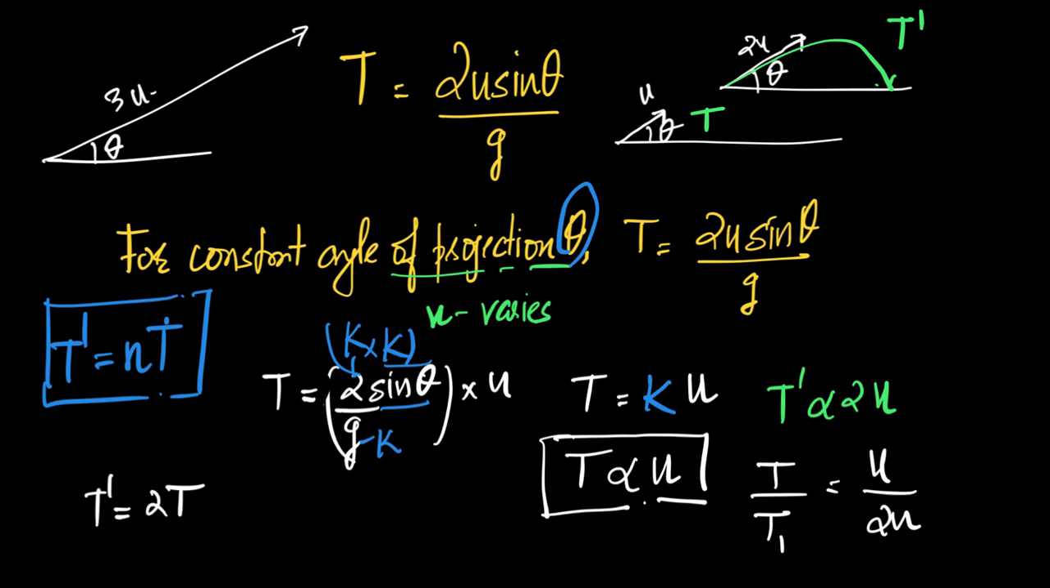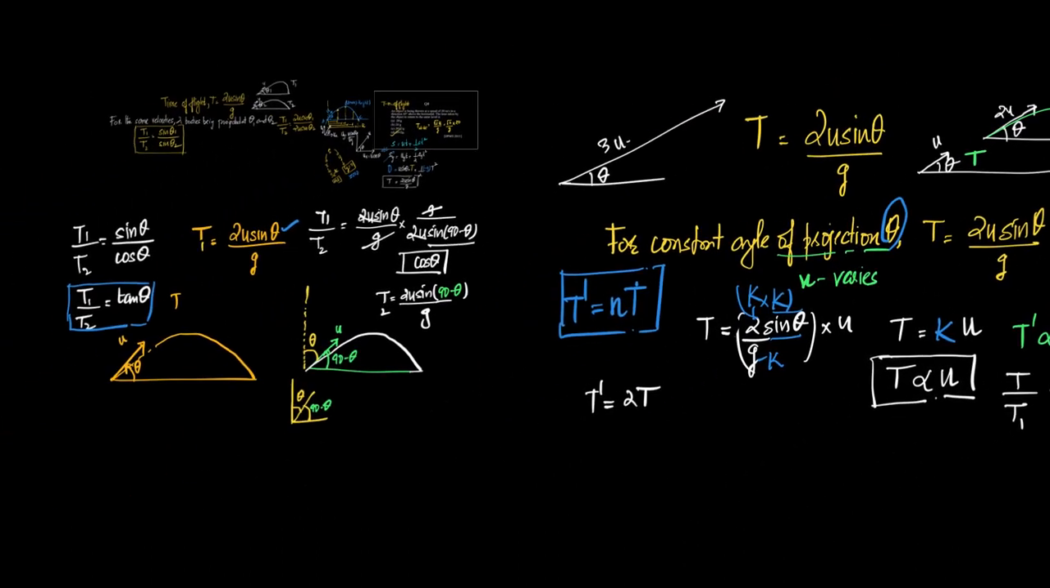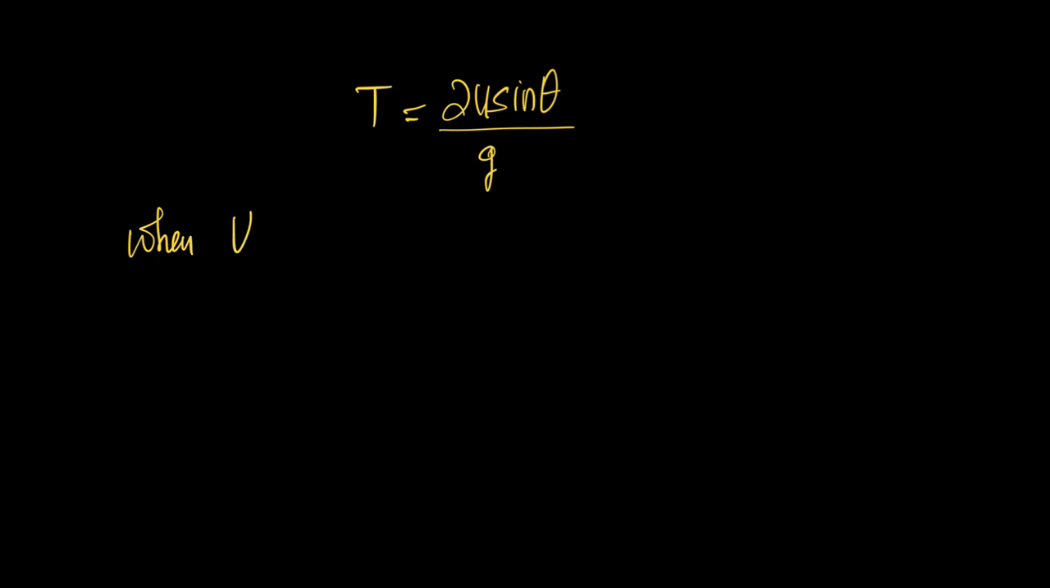So I think these are the minimum variations that you should be knowing. Oh, there was one another important thing, which is with respect to the angle. So T is equal to, again, what is T equal to? 2u sine theta by g. So we'll discuss three cases.